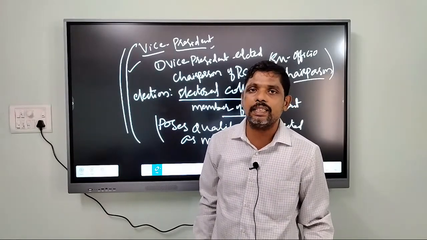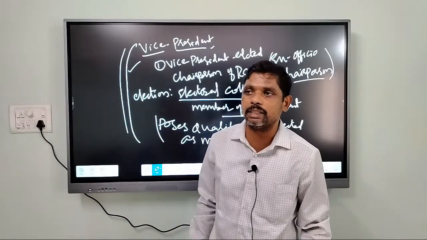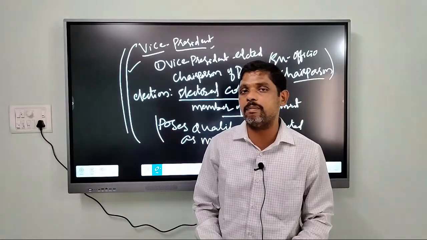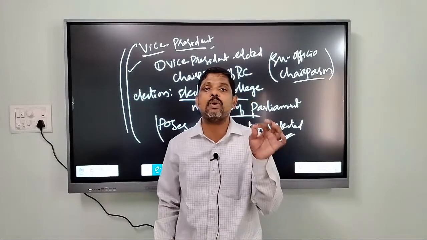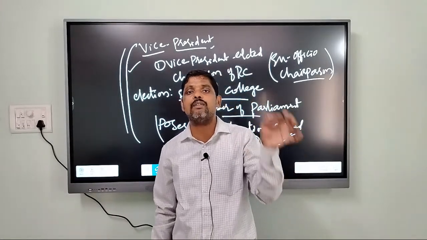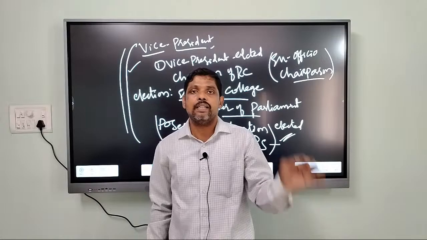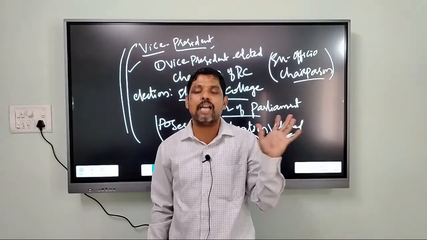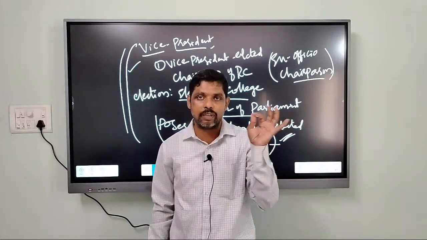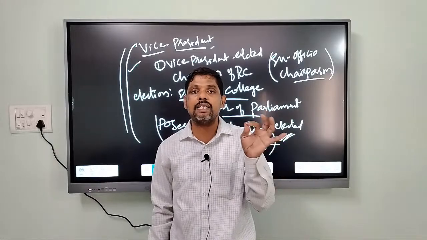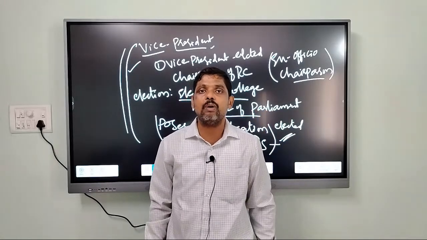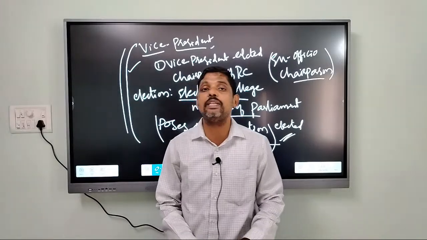Right? The charges against the Rajya Sabha chairperson are introduced. They are discussed. Right? And there will be voting. And during the process of removal of chairperson of Rajya Sabha, the Rajya Sabha chairperson will not chair the house. Now it will be the deputy chairperson.